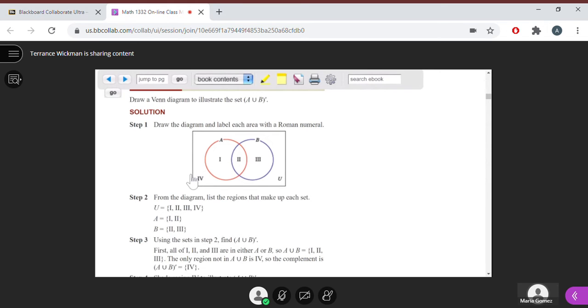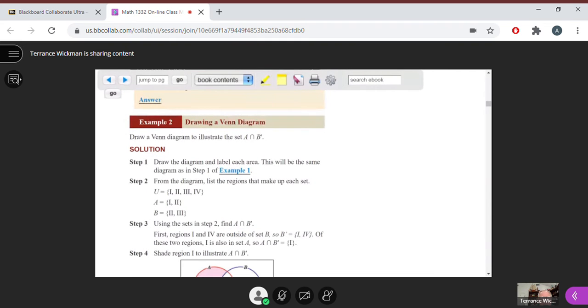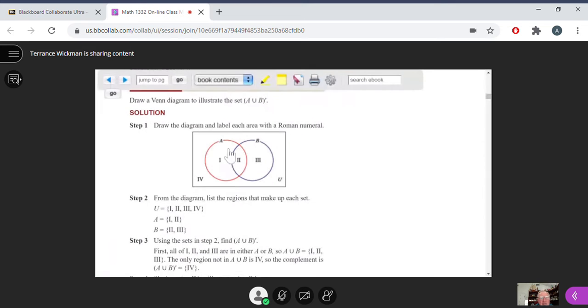Now, the solution is, let's see, draw the diagram. This will be the same diagram, example 1. That's A union B. But that includes 1, 2, 3, and 4. That's the universe. U stands for universe. That's all these little parts, 1, 2, 3, and 4. A is 1 and 2. B is 2 and 3. And so the intersection is 2.